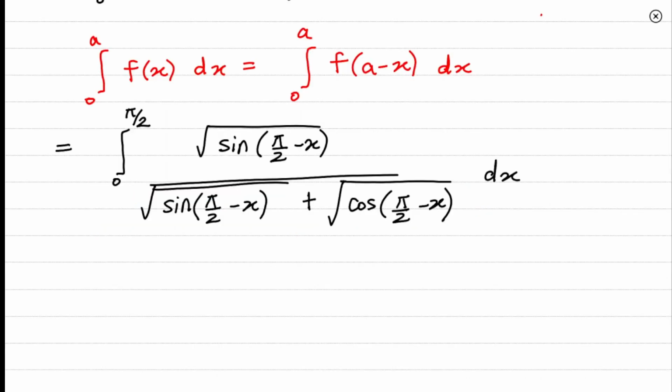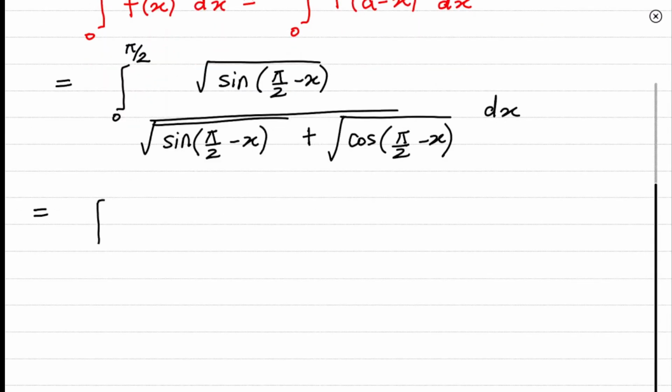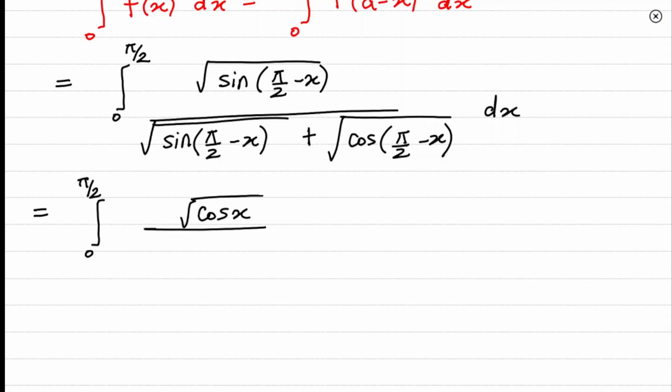x. So now we know that sine of pi by 2 minus x is nothing but cos x, and cos of pi by 2 minus x is nothing but sine x. So let's do those replacements and let's see what do we have. So we have integral of 0 to pi by 2 square root of cos x divided by square root of this will also become cos x plus square root of, and this will become cos pi by 2 minus x is nothing but sin x.